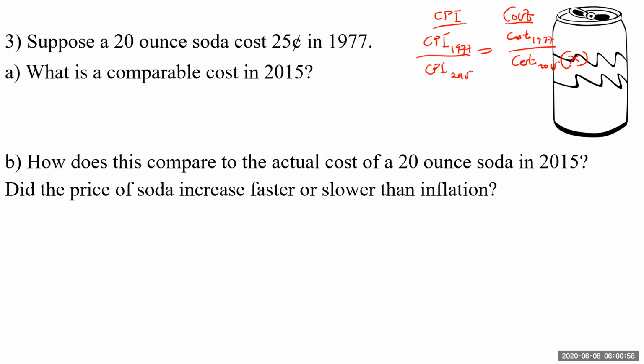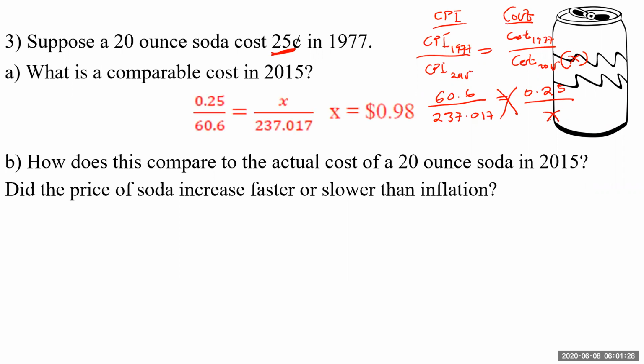So 1977 has a CPI of 60.6. 2015 has a CPI of 237.017. And then the cost, because this is in cents, we have to change that to dollars, and that is 0.25. And we have X. We cross product and find the cost of that. And this is our result. So the cost of soda in 2015 should be $0.98. Is that okay? Now, if you look at the two, you realize that this setup is different from what I used. But like we looked at in the slide before, the setups can differ. At the end of the day, you should get the same result.